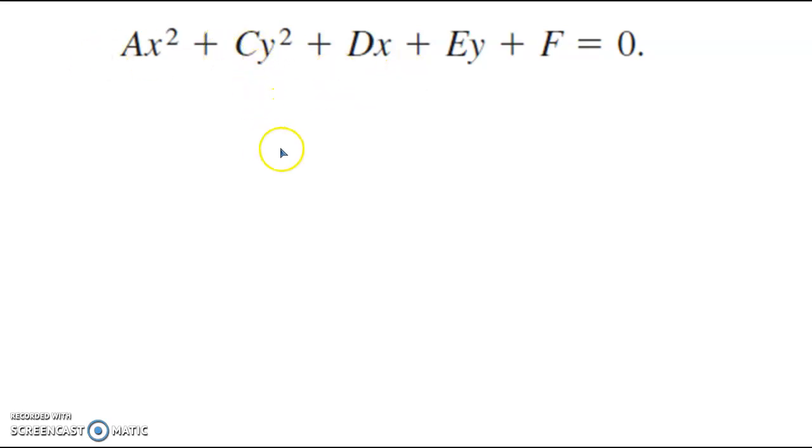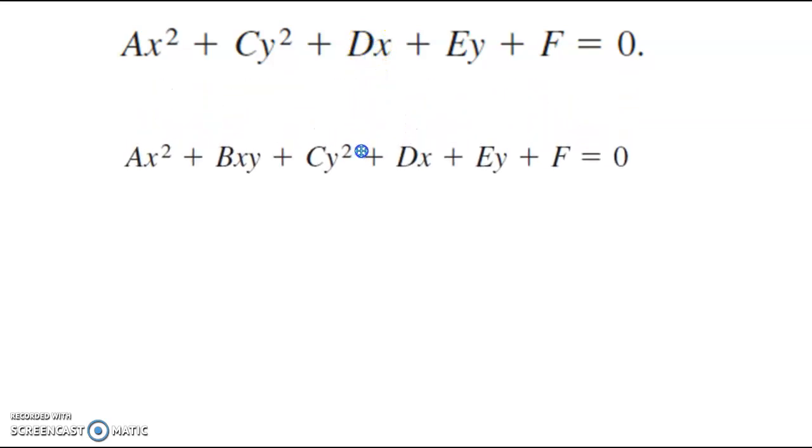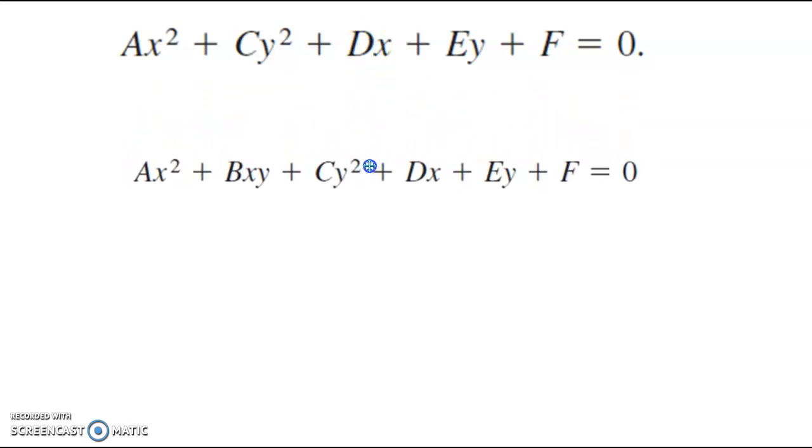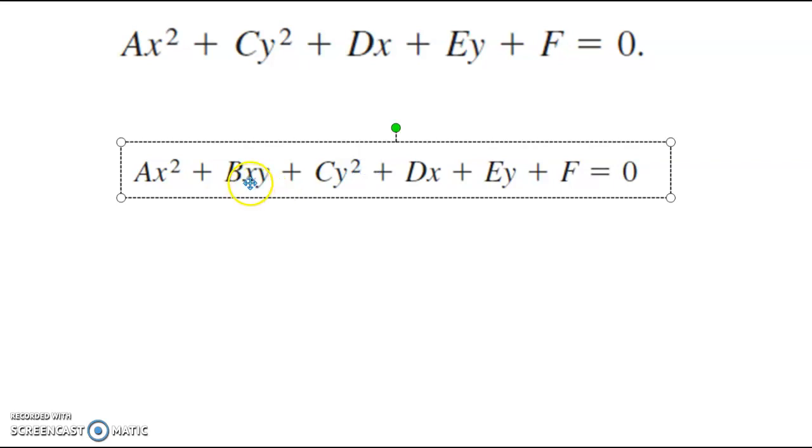But how do you know if you have a rotation? Well, it's simple, because you're going to be adding another factor, which is the bxy. Notice here how I went from A to C and then D, E, F. Or if any of you guys notice that there was a B missing, this is where the B is. If you have a bxy, that means you have a conic that is rotated on the x and y axis.